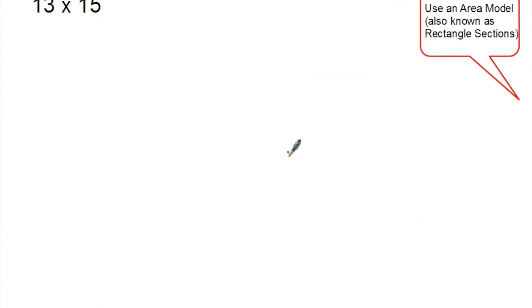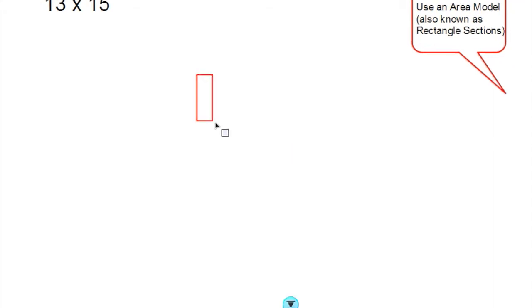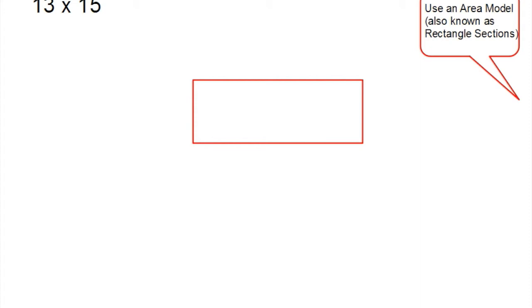For a second problem, we're going to be multiplying 13 times 15. Now, I know before you jump the gun, you want to multiply 13 times 15 using standard algorithm. Bear with me. Let's go ahead and try rectangle sections, area models. See how they can benefit you. So start off by creating your rectangle, your area model, and decompose your numbers.